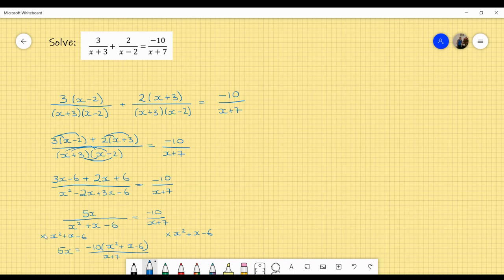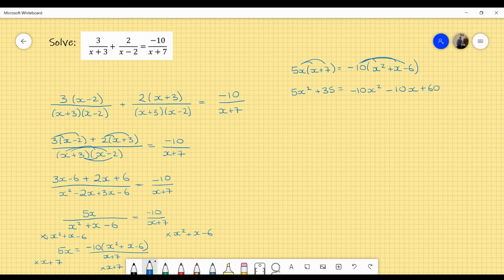And then my way of dealing with the fraction on this side now is to multiply both sides by the x plus 7. Okay, and then I'll go up to the top of the page so that you can see how I get on with this one. So I've now got 5x multiplied by x plus 7, so we write it in a bracket, equals minus 10 bracket x squared plus x minus 6. And then I'm going to expand all of my brackets and make it fully simplified. So on the left-hand side, I will end up with 5x squared plus 35x. And on the right-hand side, when I expand that bracket, negative 10x squared, take away 10x, plus 60.